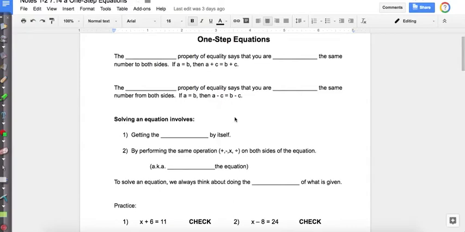Welcome to part one of my notes on one-step equations. So today we're going to just look at adding and subtracting equations.